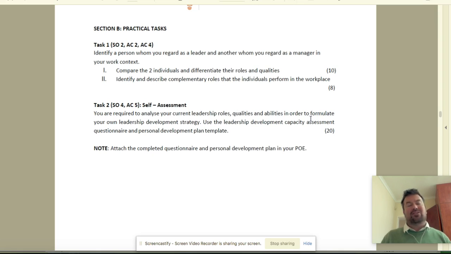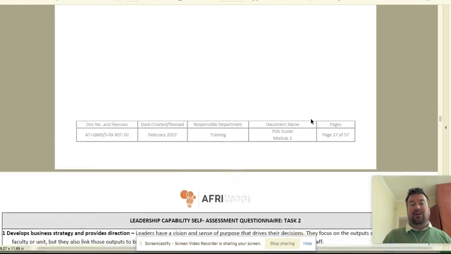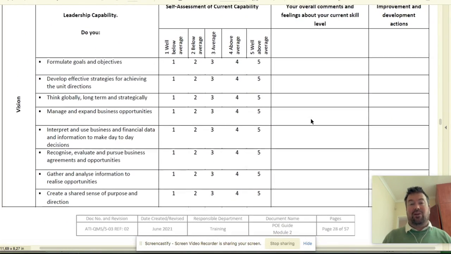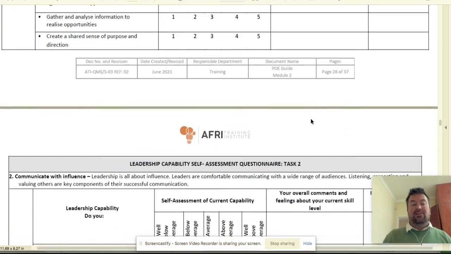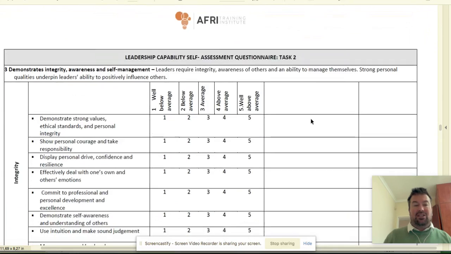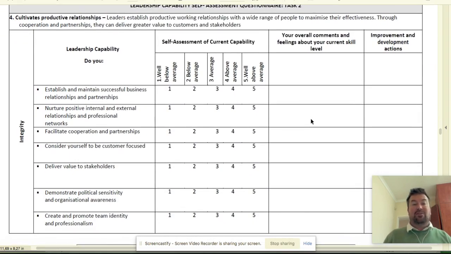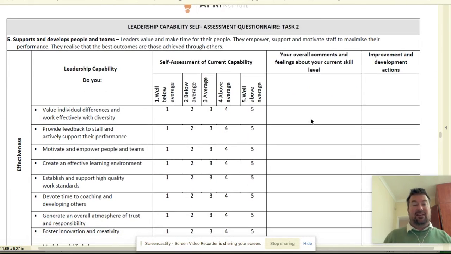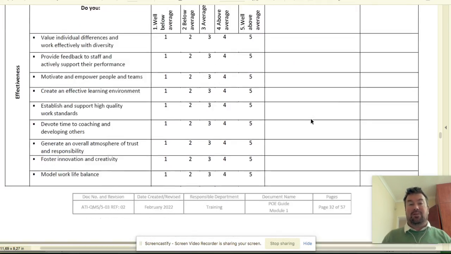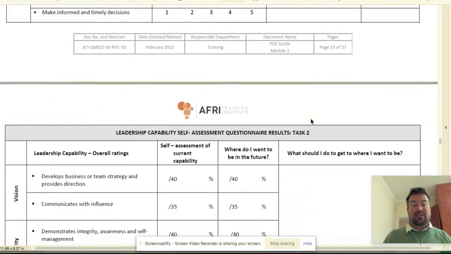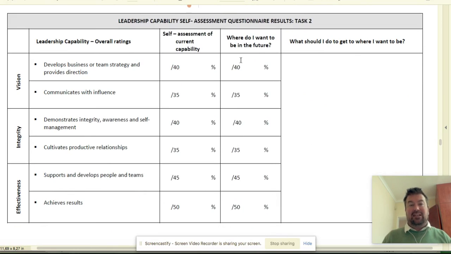Be honest with yourself. It's not about showing off or trying to make yourself look better. Just be honest. And based on what you find in the analysis, then you're going to show me your personal development plan based on those specific areas where you have not done too well. Okay, so it deals with the vision, with the communication, with the integrity, awareness, and self-management, cultivates productive relationships, and supports and develops people and teams, achieves results, and the leadership capabilities in total.